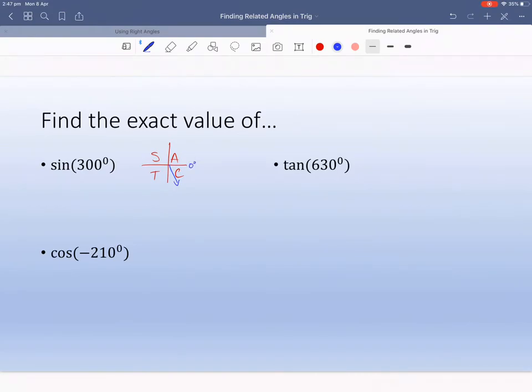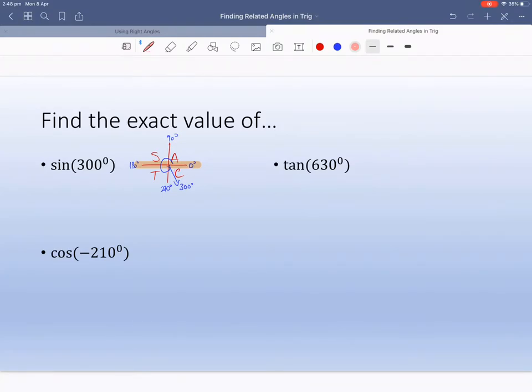Because remember, this is 0, this is 90, this is 180, this is 270, and so this will be 300 degrees if we went around. Boom. Now, all we need to find is the angle it makes with the horizontal. So let's have a look at that. The angle it makes with horizontal is here.